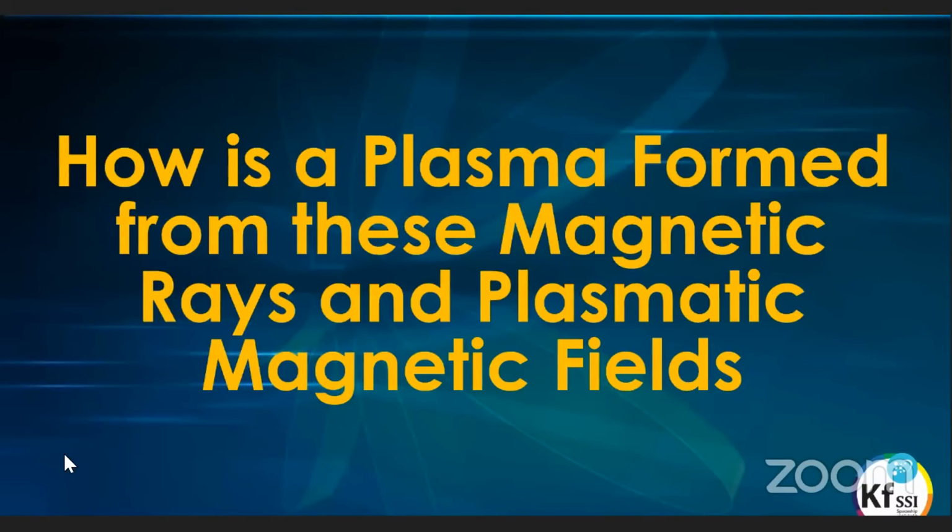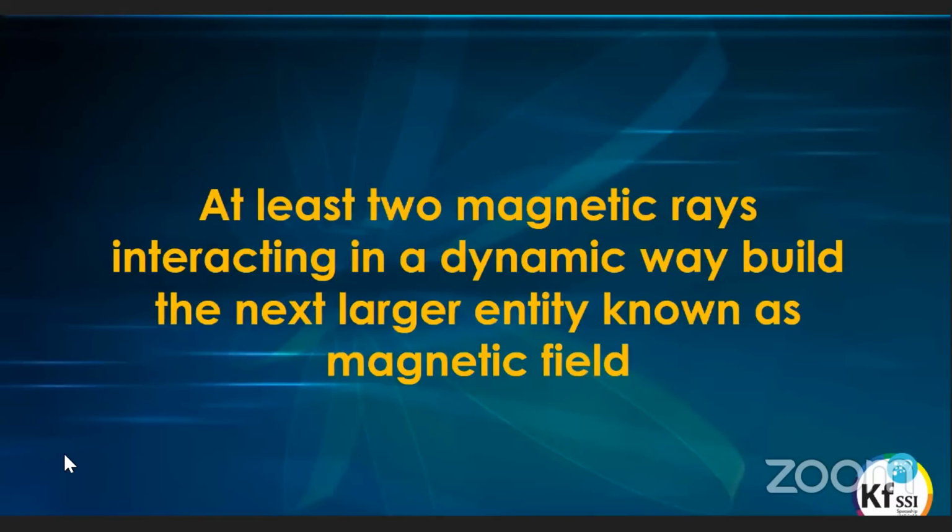So we now know that we have these magnetic rays out there, and we have a collection of these rays that might be of similar strength, which we'll call plasmatic magnetic fields. So now with our magnetic rays, we've got to look at how a plasma is formed and what is involved. So we get at least two magnetic rays interacting in a dynamic way, building the next larger entity known as a magnetic field. So we're going to explain that.